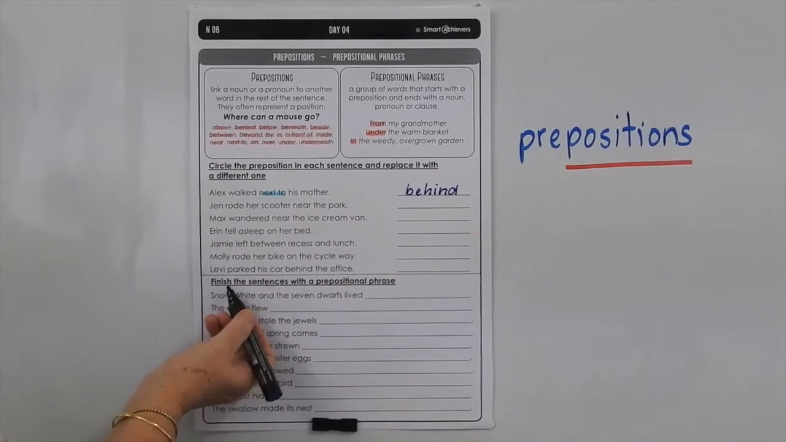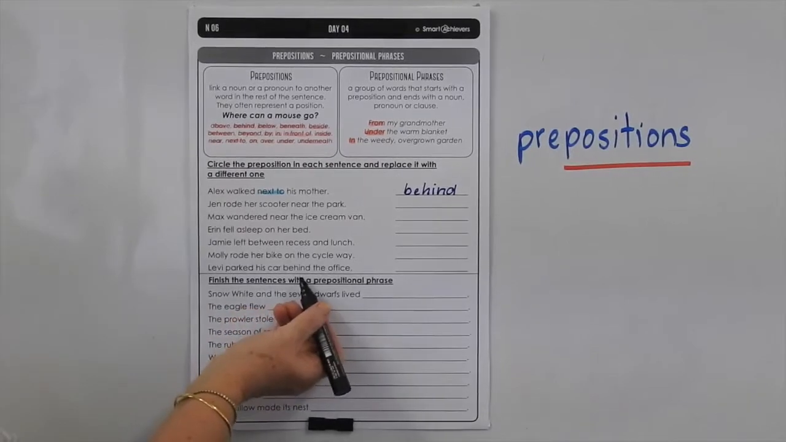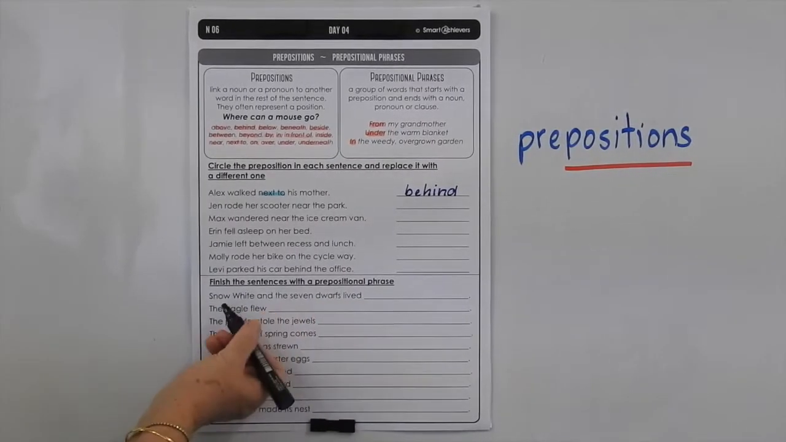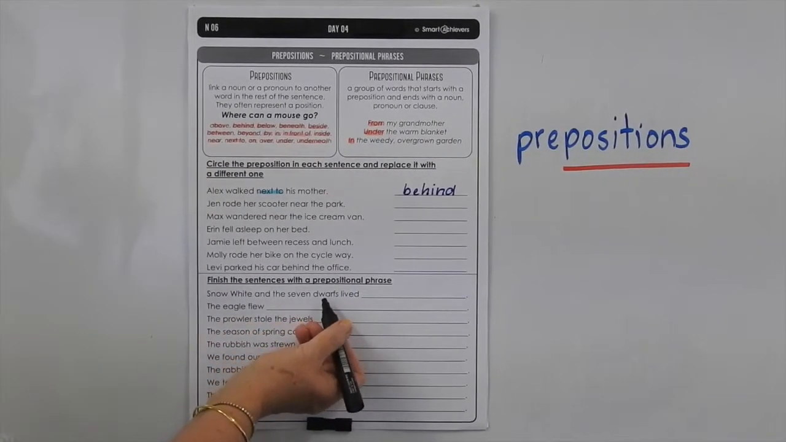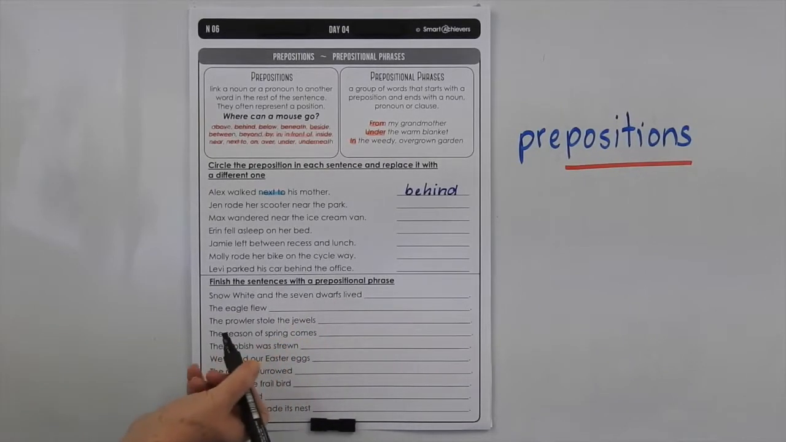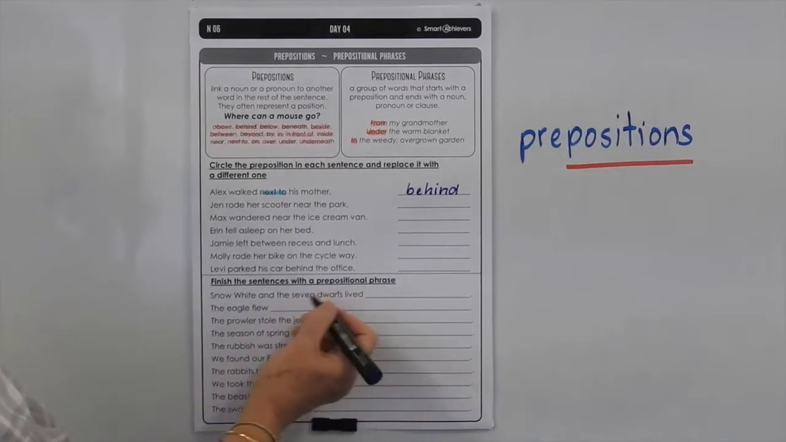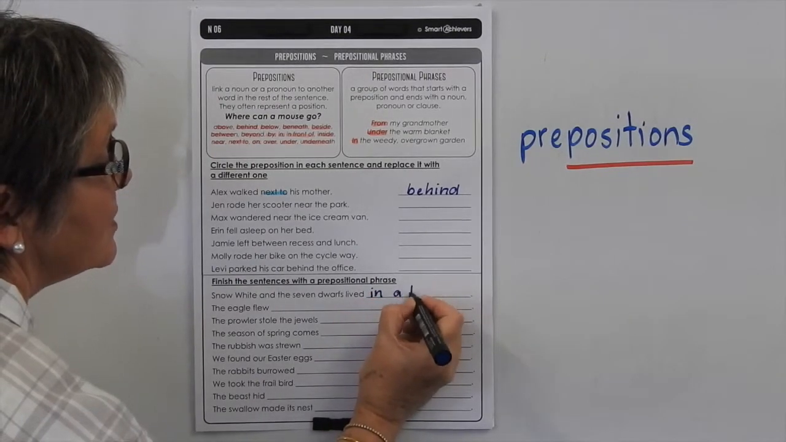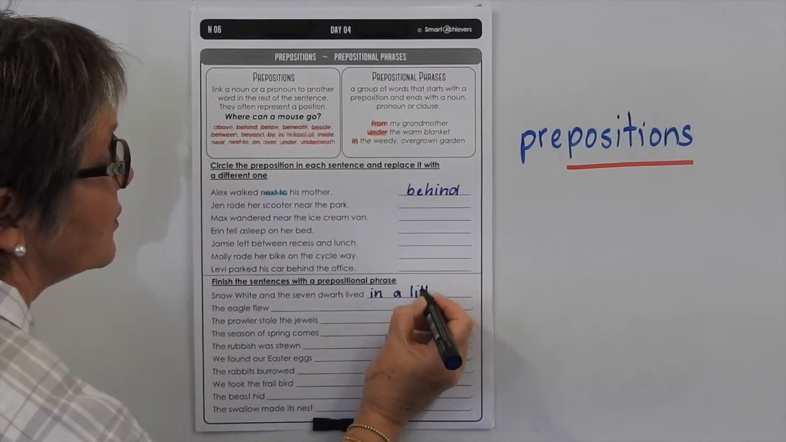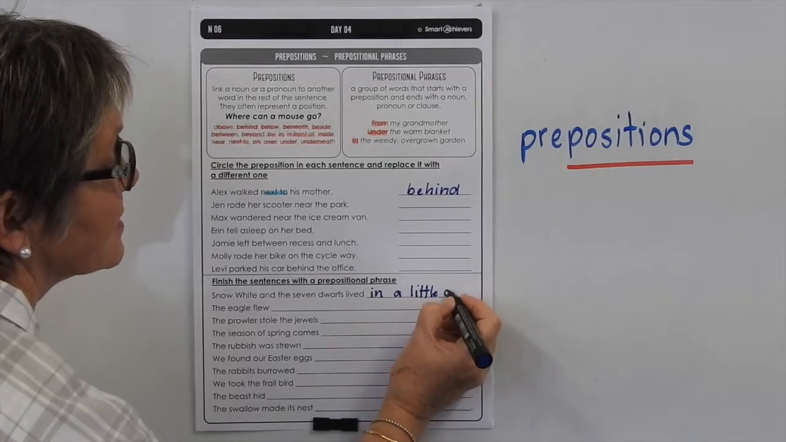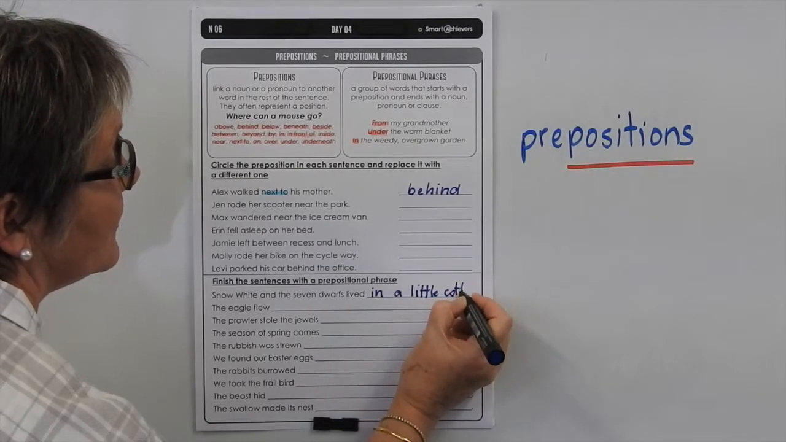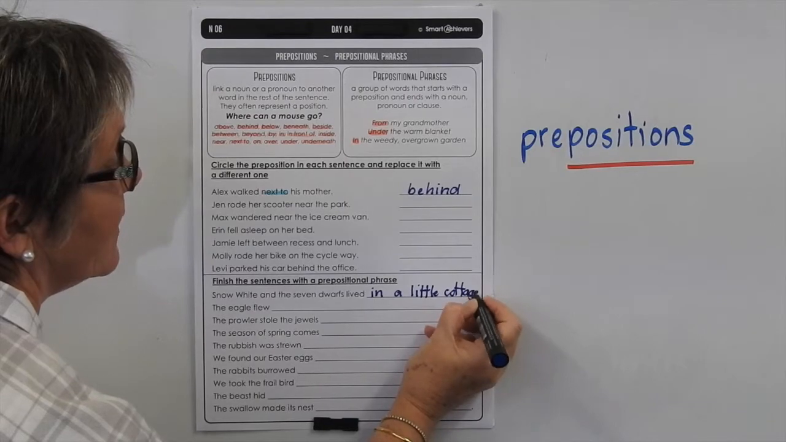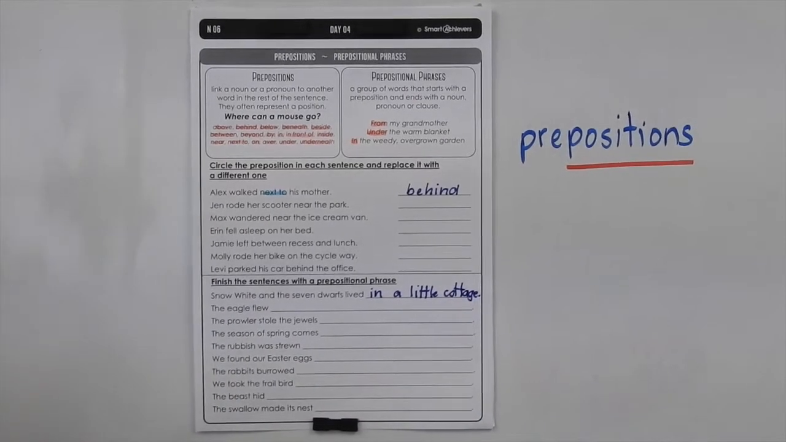Okay. Now down the bottom it says, finish the sentence with a prepositional phrase. Snow White and the 7 dwarfs lived. So we're going to start the phrase with the preposition. So let's put in a little cottage. You can put anything you like. That's just what I've decided to put. And full stop at the end if you go over it like I did. Okay, you can finish that on your own.